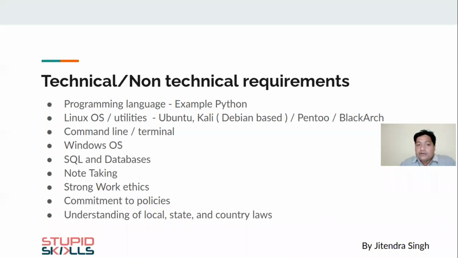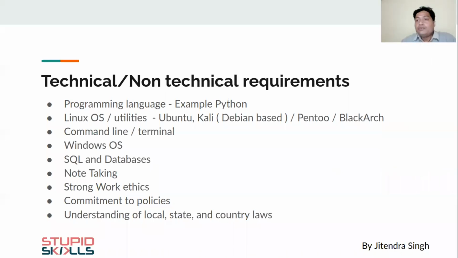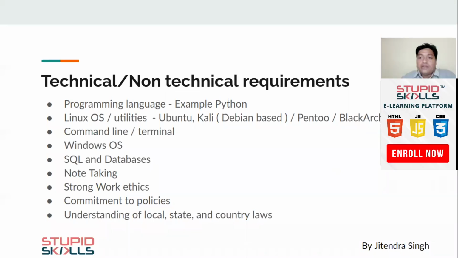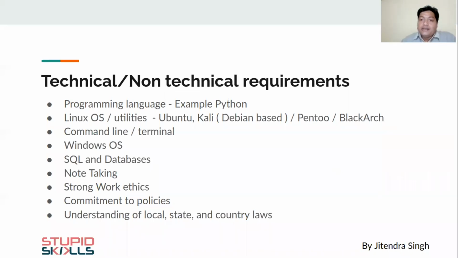And there are some non-technical requirements as well. You should be regular in note taking. It is very, very important, because while you are attacking a system, you never know what information might be useful to you. So note taking is something which will help you to recollect the steps which led you to a particular situation. Otherwise we all have a tendency to forget, and we might not know what steps were taken to actually reach a point wherein you were able to exploit a vulnerability. Then you need to have strong work ethics.